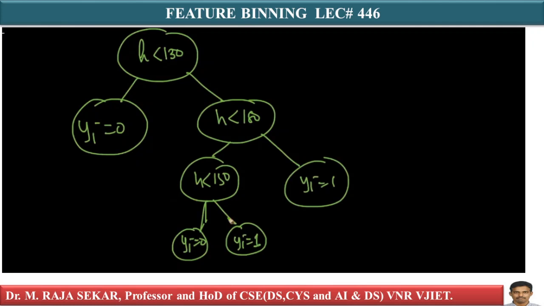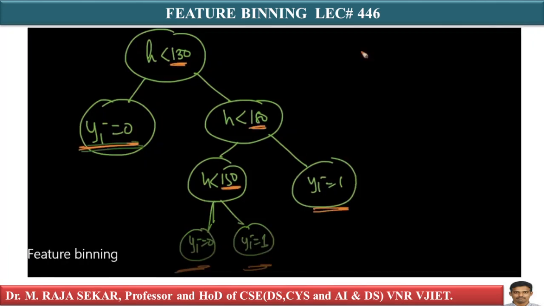If h less than or equal to 130, let's assume yi equal to 0. Suppose this is the outcome I got. Now given this outcome, I have 4 leaf nodes, isn't it? What are the leaf nodes here? I have 4 leaf nodes. This is a leaf node, this is a leaf node, this is a leaf node, isn't it? I have 130, 180, 150 as thresholds. Now I can write it as if else conditions.